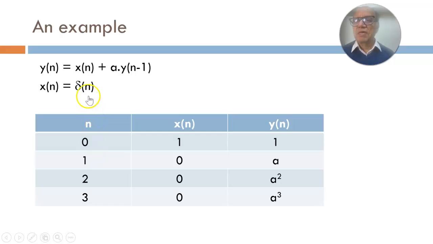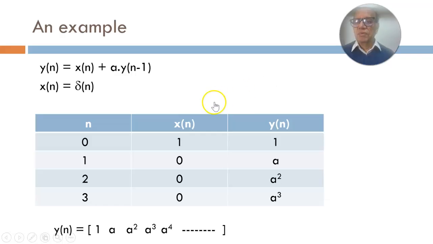When n is equal to 1, as we know from the definition of the digital unit impulse, x[n] is equal to 0. But now the previous value of y is 1. So a into 1, the current value of the output is a. When n is equal to 2, again this is 0, but then the output can be obtained by multiplying a with the previous value of output. So a into a, that is a squared, then a into a squared, that is a cube, and so on. So it continues without limit.